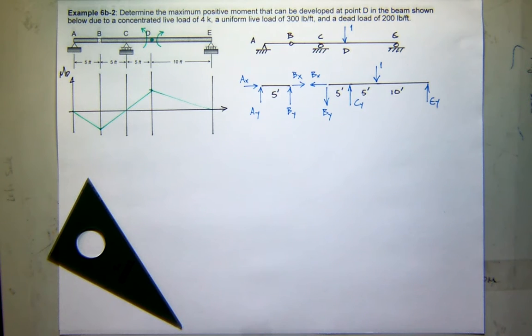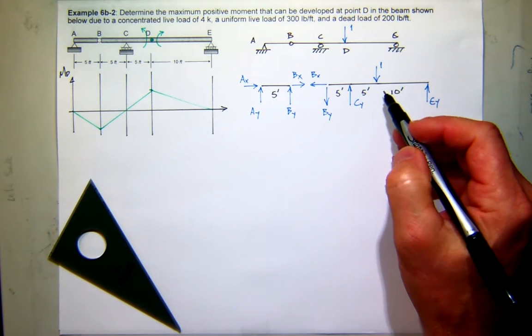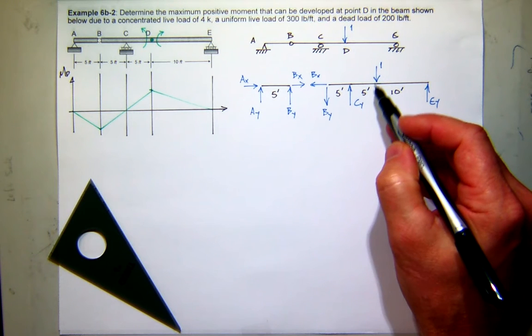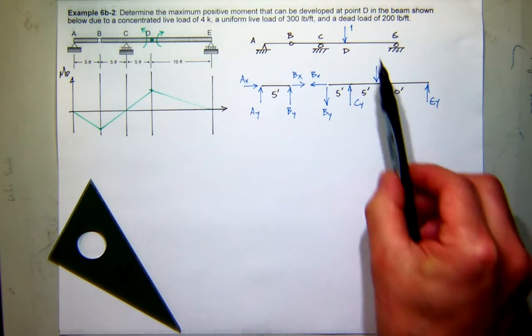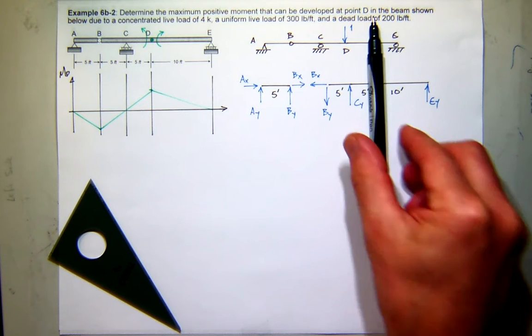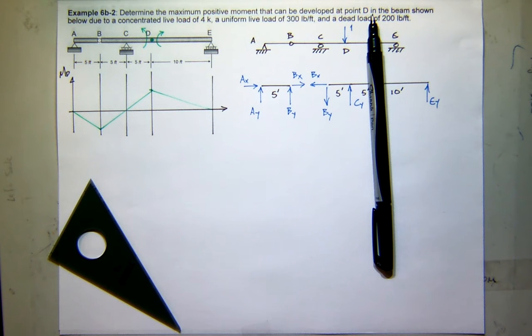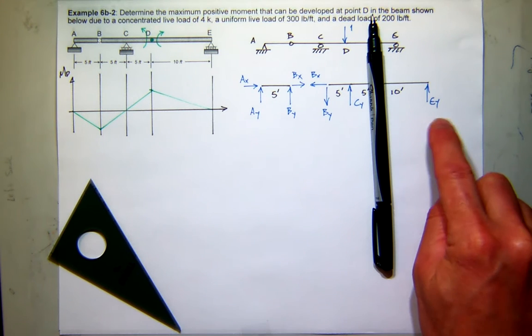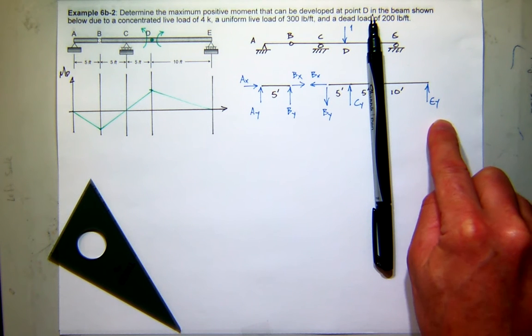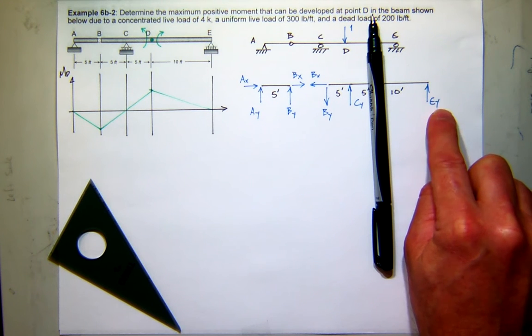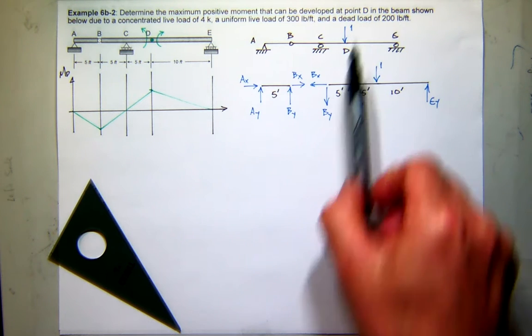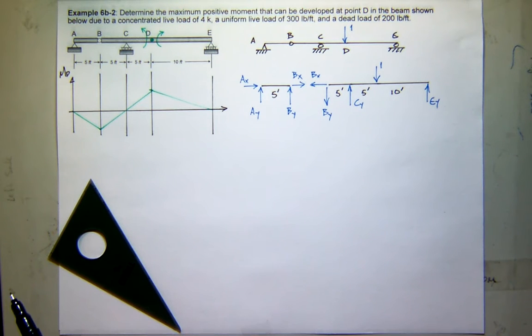Now, ultimately, I want to cut the structure here and find the internal moment at D. So when I do that, let me just let my pen be the cut. Do you want to work the right side or the left side? Looks like the right side is going to be easier. So that means all I need is what? Ey. How can I find Ey easily?